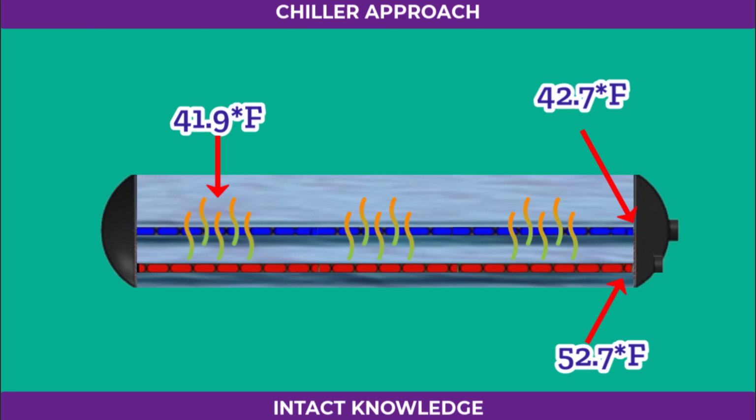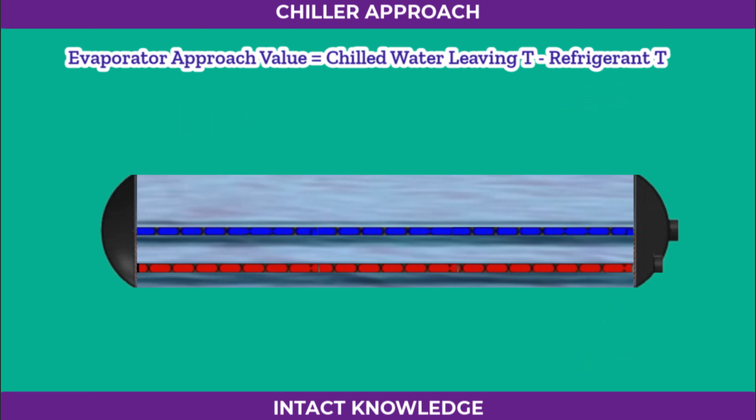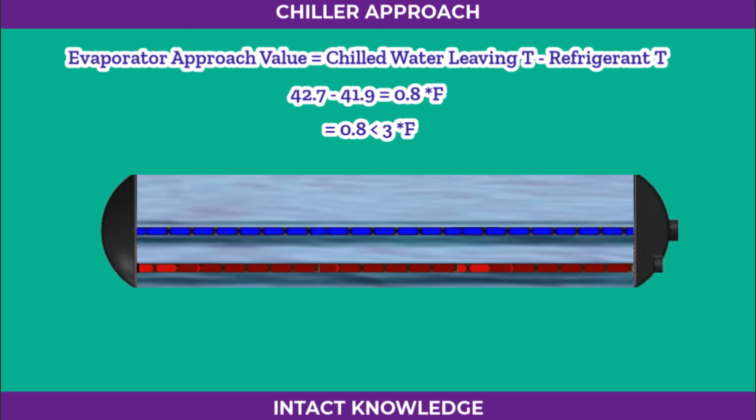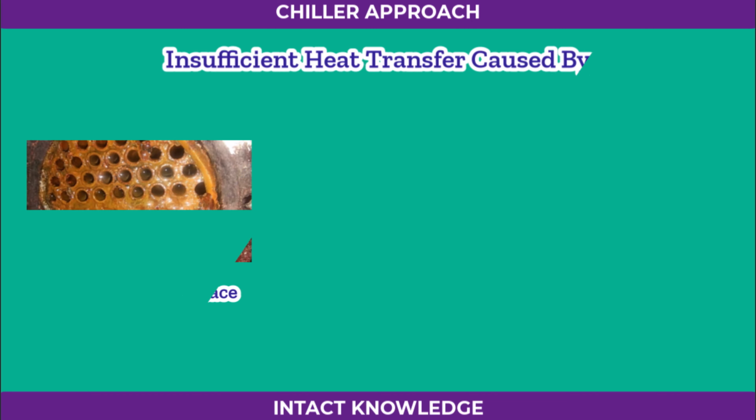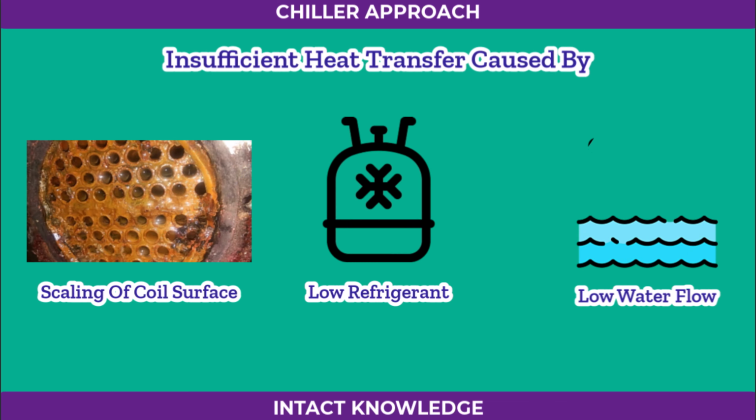Now let's calculate its approach value. The formula is: evaporator approach value equals chilled water leaving temperature minus refrigerant temperature. Substituting the values, 42.7 minus 41.9 equals 0.8 degrees Fahrenheit. If the evaporator approach value is below 3 degrees Fahrenheit, it means heat is being transferred efficiently from water to refrigerant. But if the value is higher than 3 degrees Fahrenheit, it indicates poor heat transfer. When heat transfer is inefficient, the cause could be scaling on the coil surface, or low refrigerant or water flow. Any of these can lead to a high approach value.